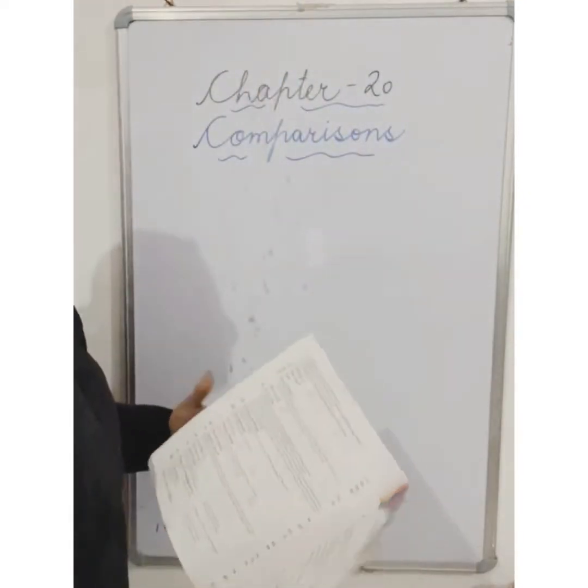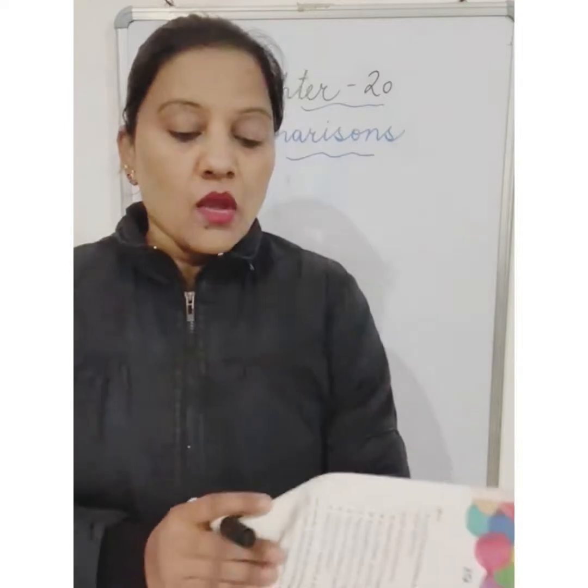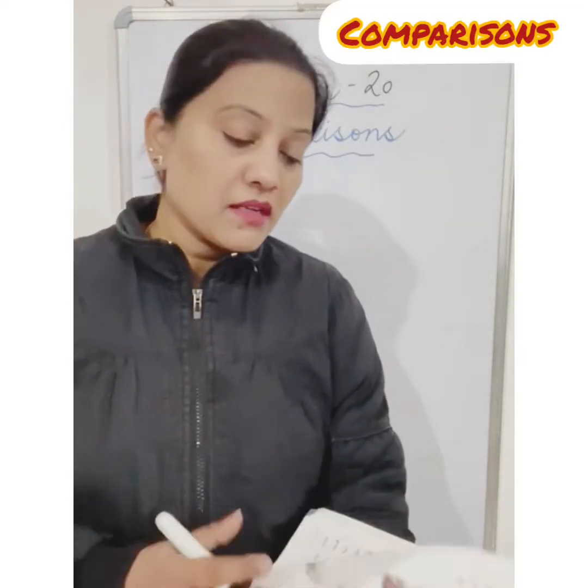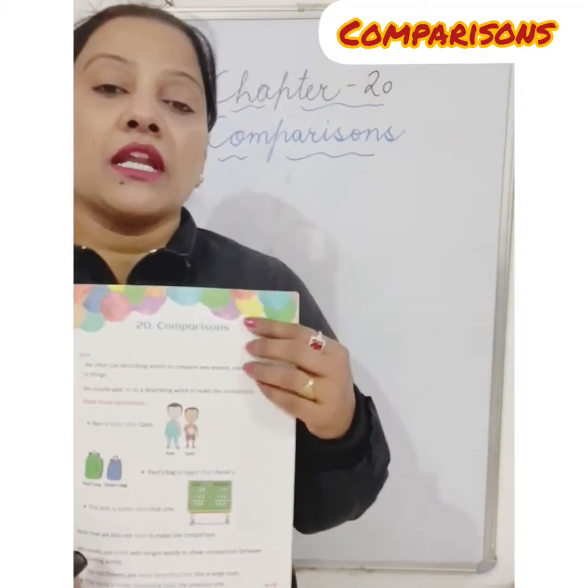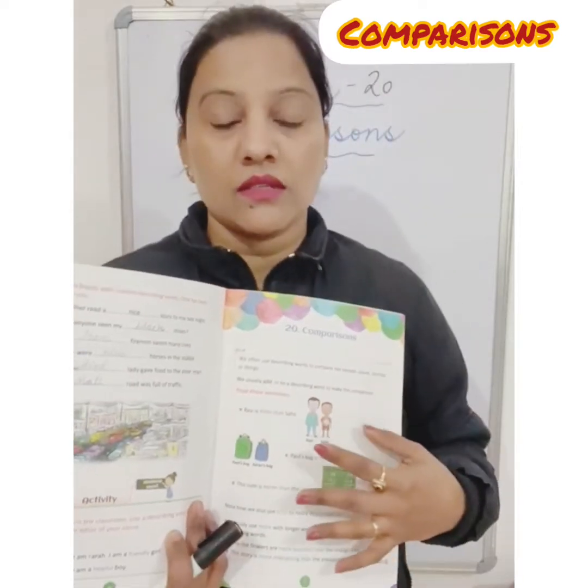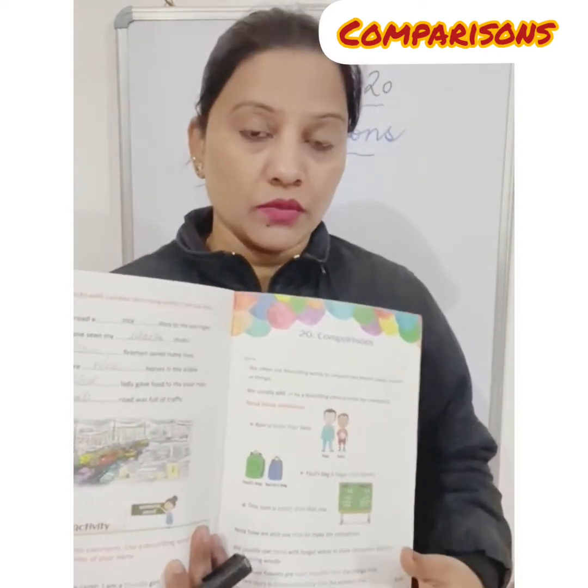So dear children, today we are going to start the next chapter, chapter number 20 of our English grammar, that is comparisons. What is the meaning of comparison? Comparison means when we compare any two things or more than two things. Okay, comparison can only be possible between two things or more than two things.